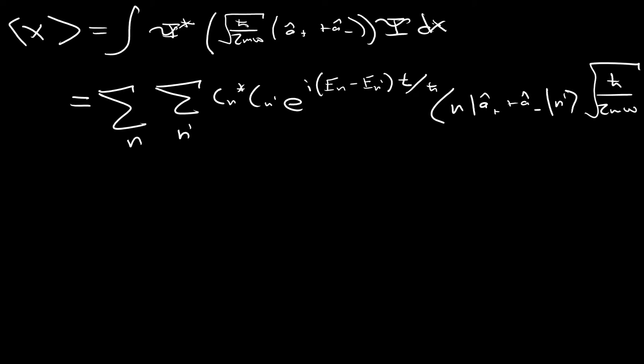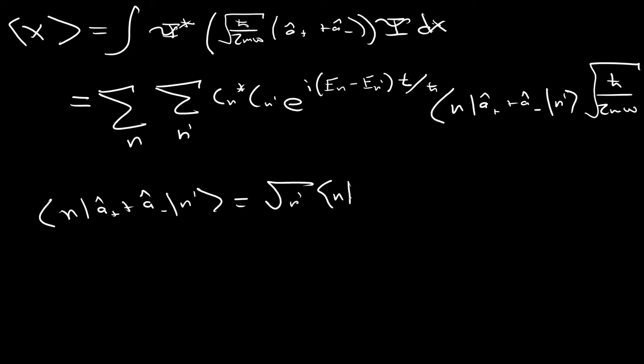So from before, if hopefully you have gone through and done problem 3.39, you will have seen that, just as an aside here, bra n, raising operator plus lowering operator, ket n prime is equal to the square root of n prime times bra n ket n prime minus 1. That's for the lowering, so I'm kind of flipping things around here a little bit, but it doesn't matter. This is just a standard combination via addition, we can do them in any order we would like. Then we have the square root of n prime plus one, bra n ket n prime plus one.